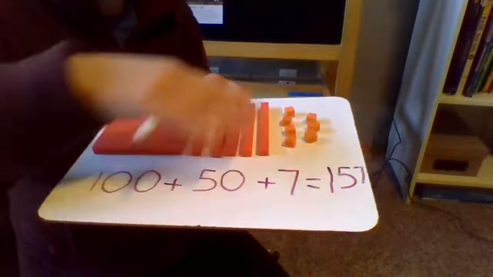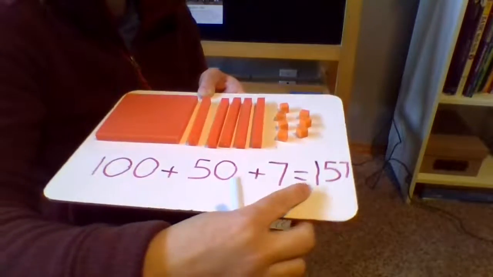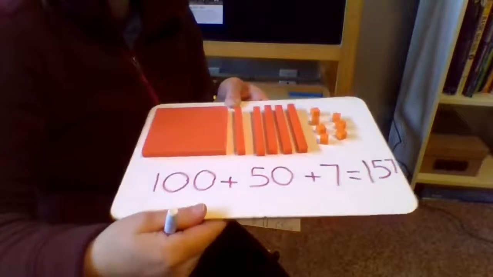In 10s and 1s, and then with an equation. Okay, so here's the 157. 100 plus 50 plus 7 equals 157. Okay, thanks for doing that with me.